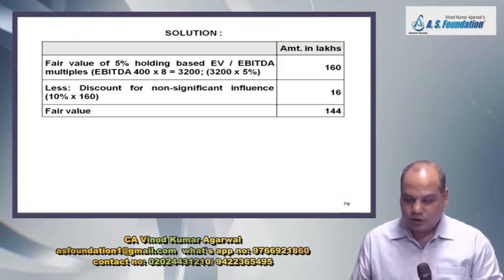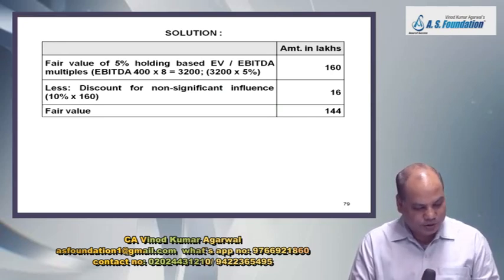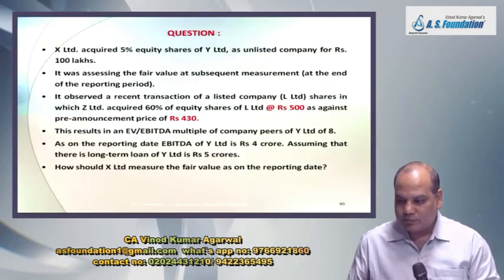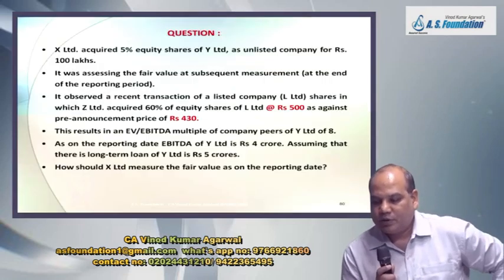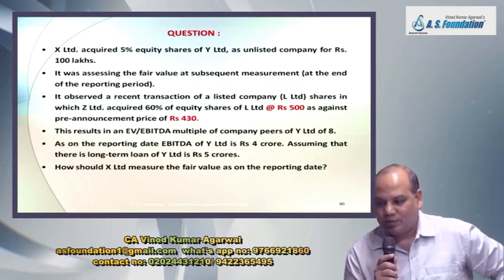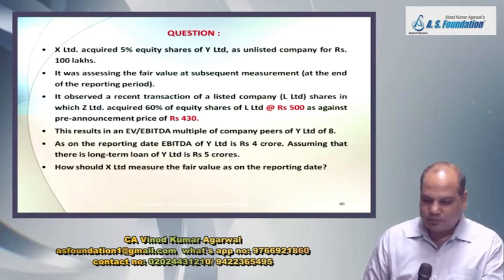Write 144, fair value of 5% stake. Now try one more question. Try your luck. Question number 6. X Limited acquired 5% equity share of Y Limited, an unlisted company, for rupees 100 lakh. It was assessing the fair value at subsequent measurement, that is at the end of the reporting period.